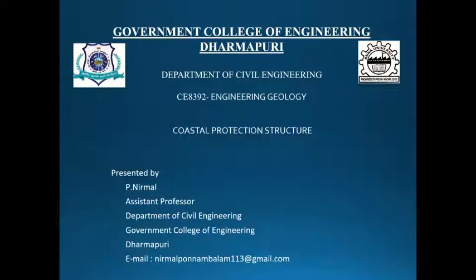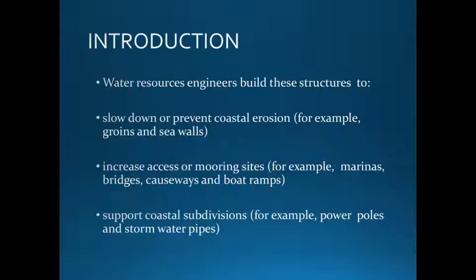Today, we are going to see about coastal protection structures. We know that coastal erosion and accretion are natural phenomena. However, they became anomalous and spread in the coastal regions of our country. India has a coastal area of about 6,000 kilometers. So, they should be protected against the wave action and erosion.